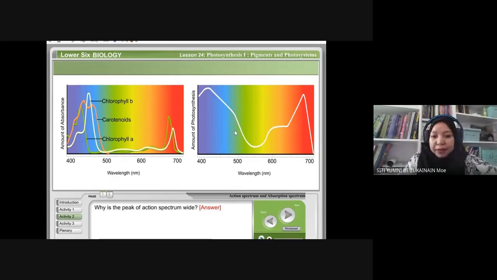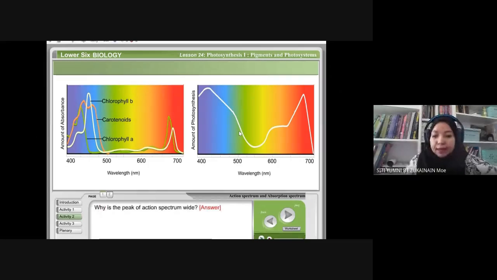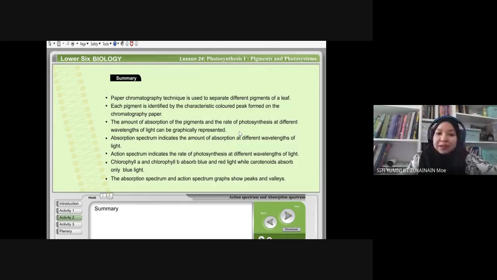So why is the peak of the action spectrum wide? The action spectrum peak is wider than the absorption spectrum peak because, as mentioned before, it is the sum of all the pigments' absorption spectra. Okay, so that's it.